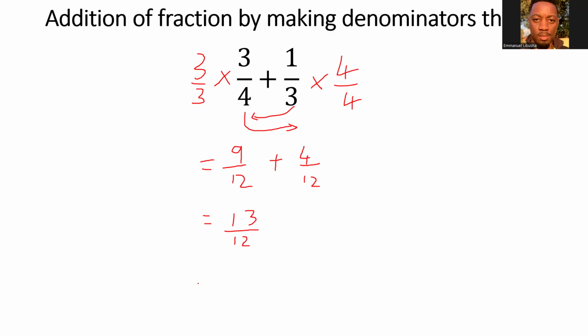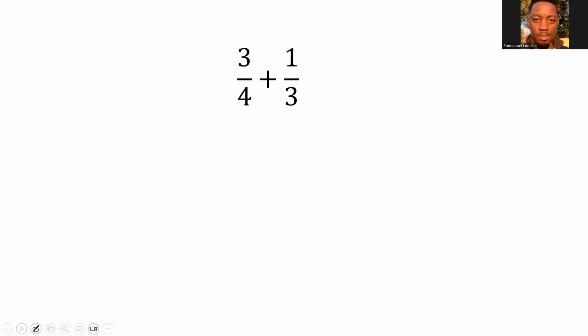Then we're going to convert this to a mixed fraction, because now it's an improper fraction. So 12 into 13 goes once, and then you have a remainder of 1/12. This becomes my answer. That's your way of making the denominators the same, which is very much simpler in terms of how it looks.